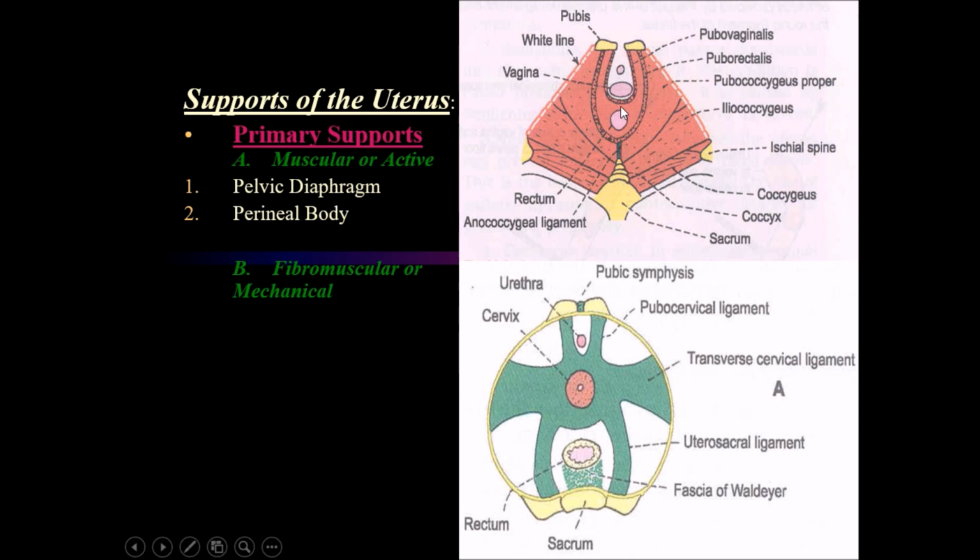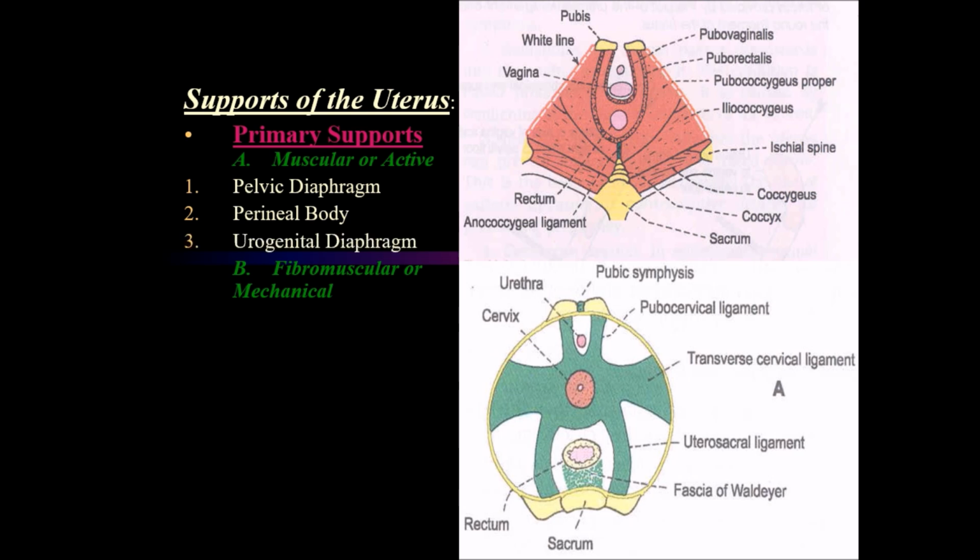Okay, so there is a very important body here, which is again a muscular body where all these muscles come and meet. That is called the perineal body, which is between the vagina and the rectum. And if it is torn, then it leads to something called prolapse. Prolapse of the uterus is very important, which will be common because of the tear of the perineal body. So how to prevent it, we'll discuss that later.